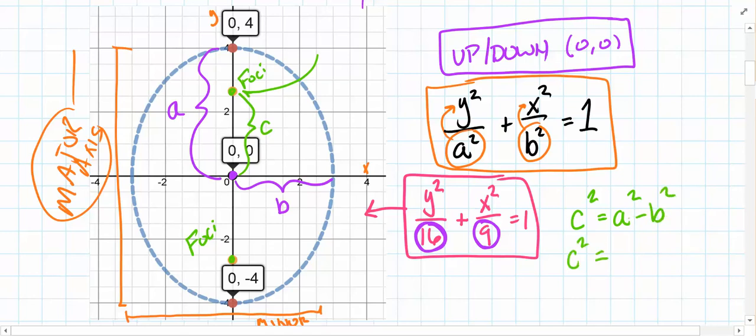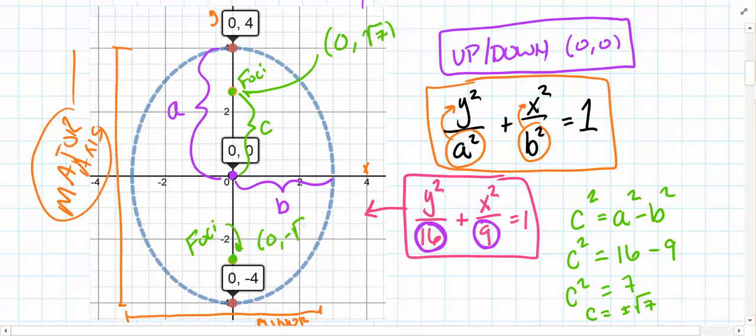So c squared has to be the value of a squared, in this case 16, minus b squared, which is 9. So c squared has to be 16 take away 9, which is 7. So therefore, c is equal to plus or minus the square root of 7. That's a little bit more than 2 and a little bit under 3. So this point would be located at (0, square root of 7), and the other focal point down here would be at (0, negative square root of 7). Okay, that seems like a lot, but it's going to get easier once we get going with this.